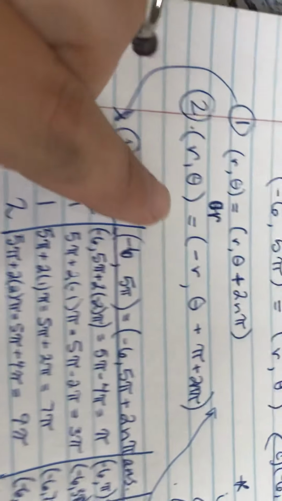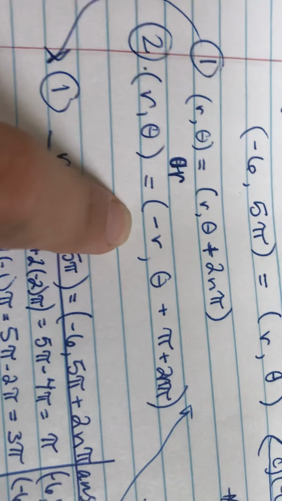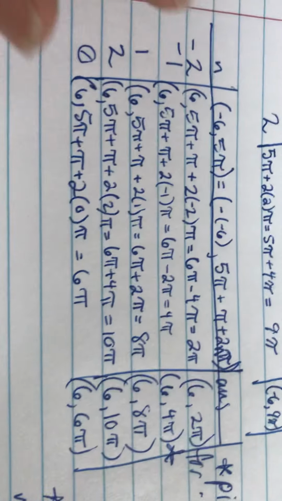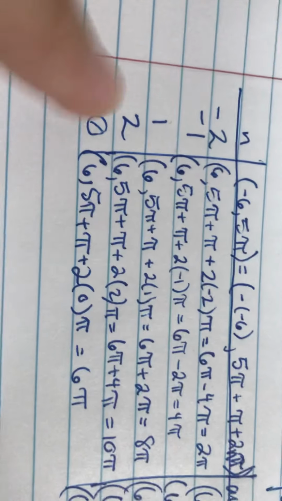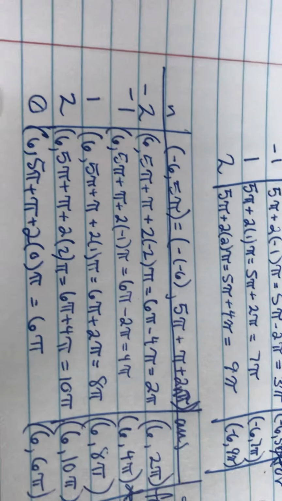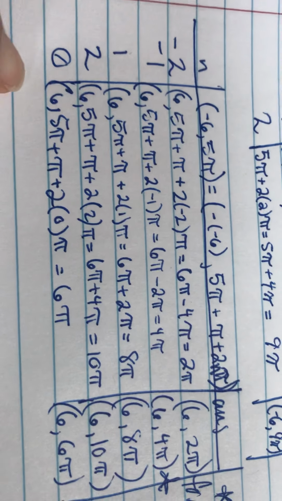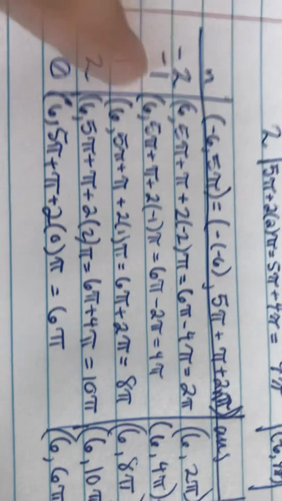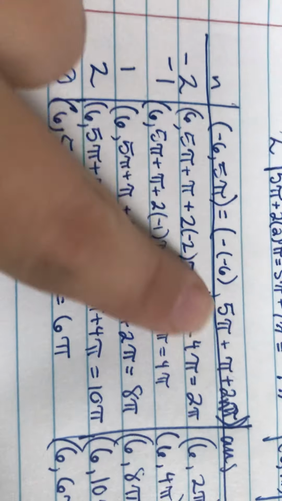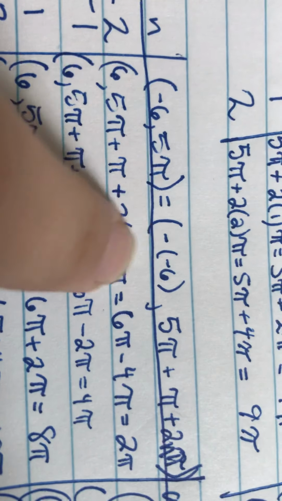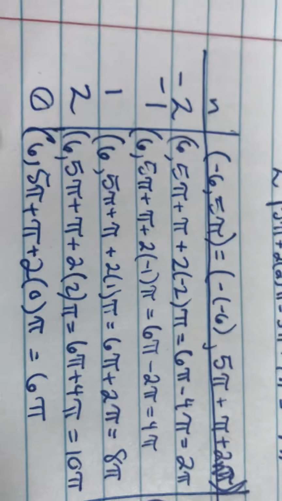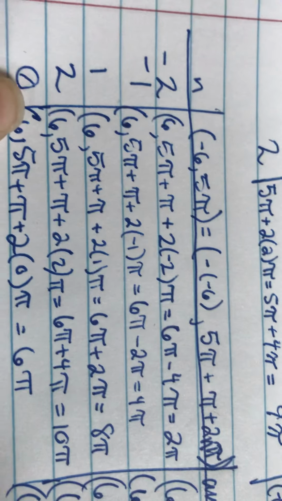And for the second formula, which is (r, θ) equals (-r, θ + π + 2nπ), I just went ahead and brought it down. For this one, I went ahead and plugged in 0, even though it didn't say to in the example, just because you can plug in 0 and not get the same answer. Does that make sense? I'm just going to do a little side note: anything negative times a negative is obviously a positive, so we're always going to have +6 here as r.